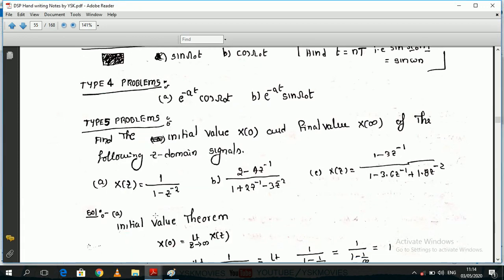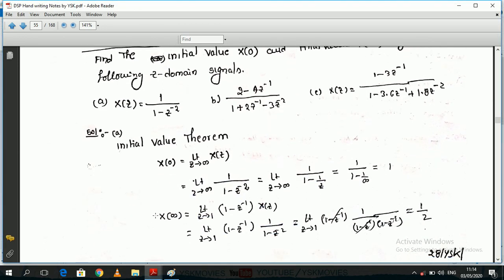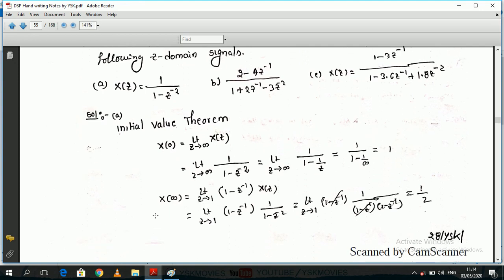Let's see some initial value theorem problems. X of z is equal to 1 by 1 minus z power minus 1. Find the initial value. What is the initial value theorem? Limit z tends to infinity of X of z. So 1 by 1 minus z power minus 1 is the limit as z tends to infinity of 1 by 1 minus 1 by z, which is 1 by 1 minus 0. So we get the value 1. This is the initial value. The final value is 1 by 2. So without solving anything, we can easily find the initial value and final value by using theorems.